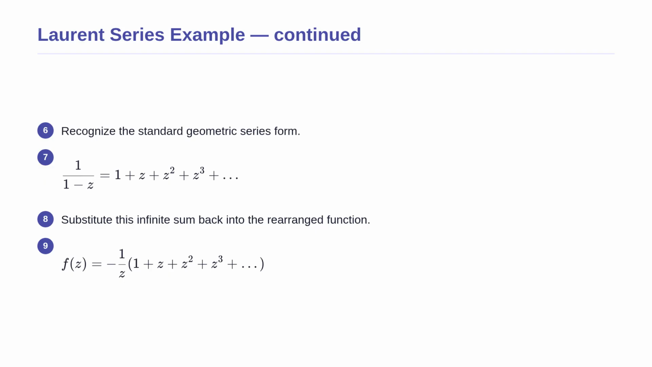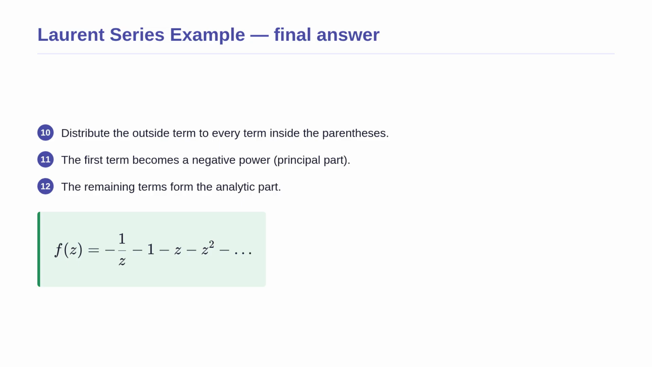Now, we substitute this infinite geometric series back into our rearranged function. We still have the negative 1 over z fraction sitting out front, waiting to be multiplied into the series. This approach saves us from having to calculate complicated derivatives. For our final step, we distribute the outside term, negative 1 over z, to every single term inside the parentheses.